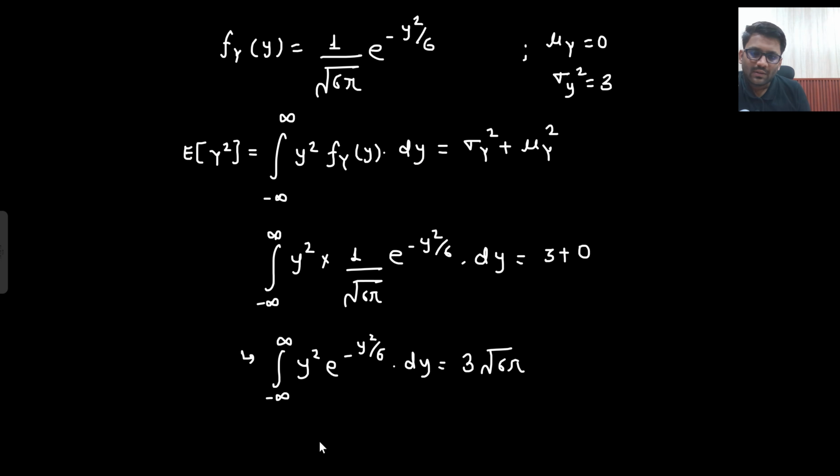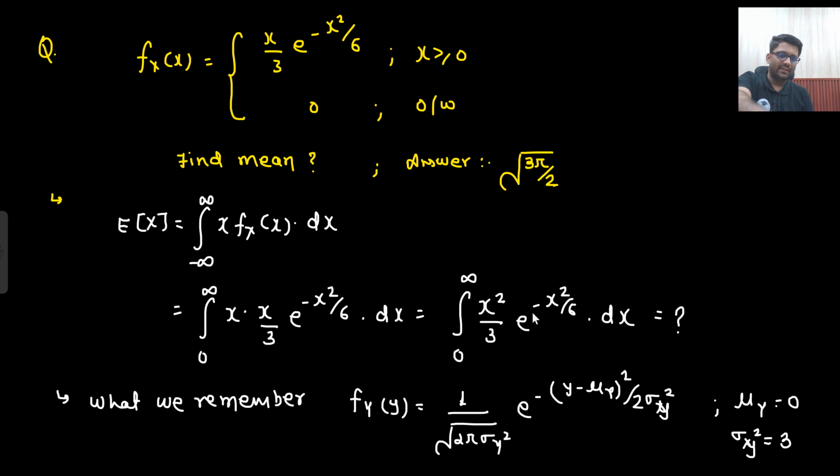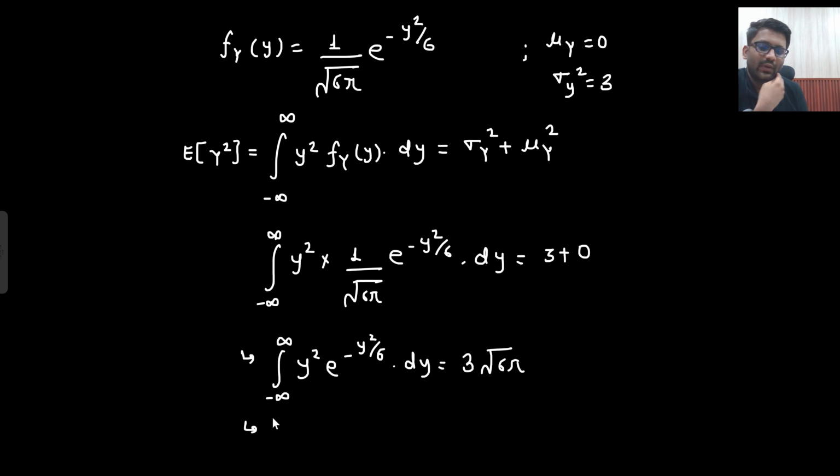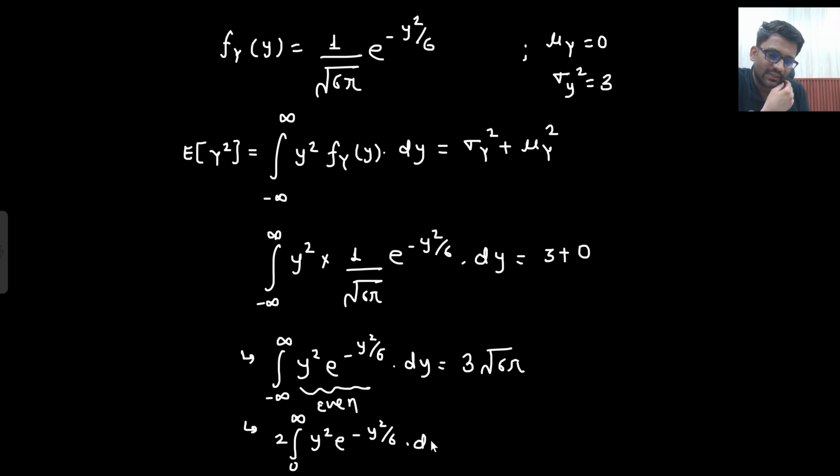So what you want is x square by 3 e to the power minus x square by 6 dx. This is what I want, right? So what do I know? That this is an even graph, right? This particular graph is even. So what can I break down? The integral from 0 to infinity of y square e to the power minus y square by 6 dy would be equal to half of this particular thing, 3 into under root 6 pi.